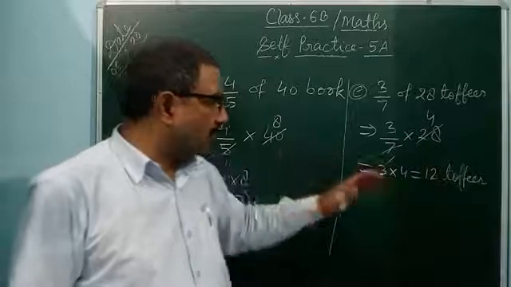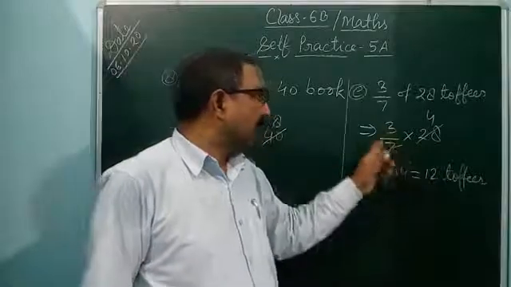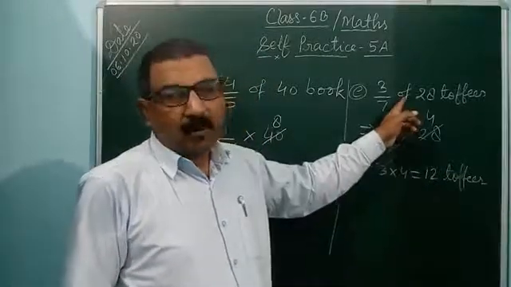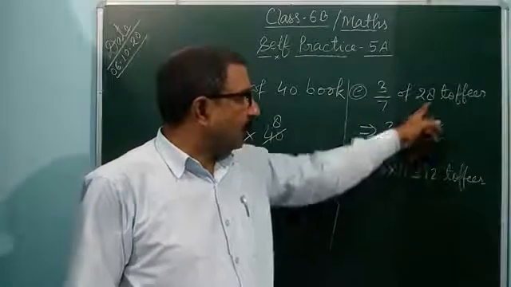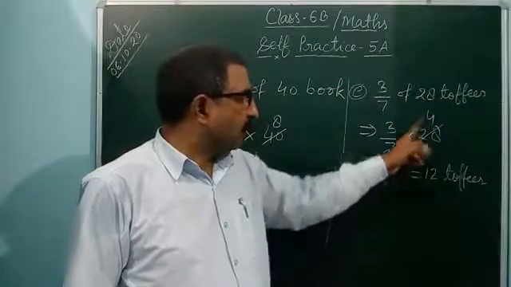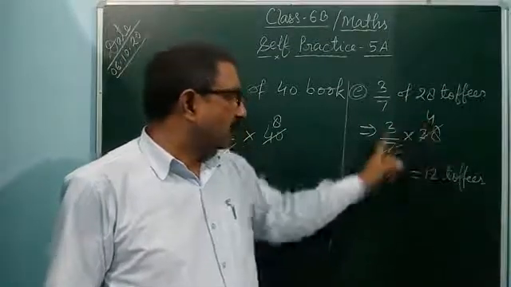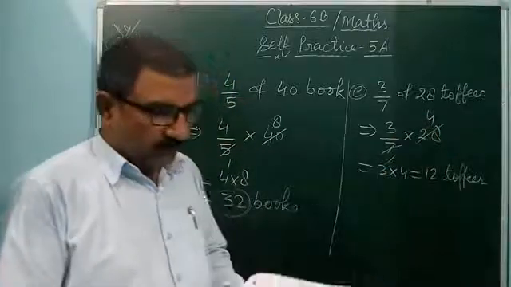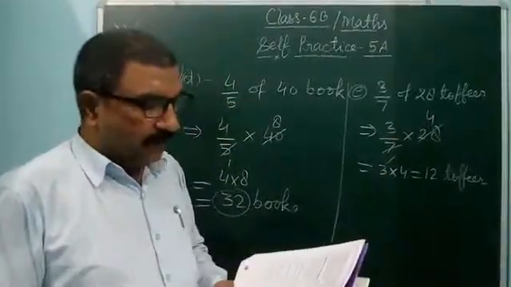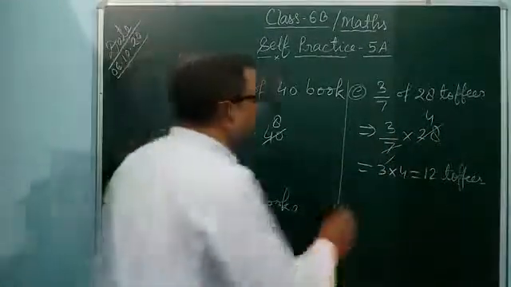How many toffees does it represent? 12 toffees. 3 by 7, in the place of "of" you can write multiply and 28. 7 1 is 7. 7 4 is 28. And 4 3 is 12. 12 toffees.